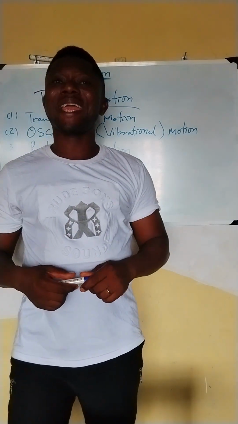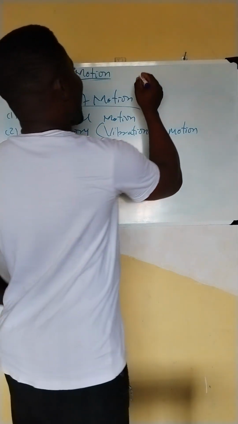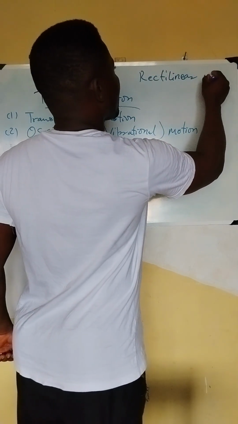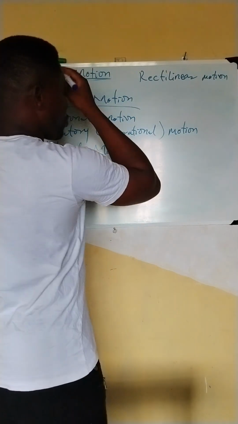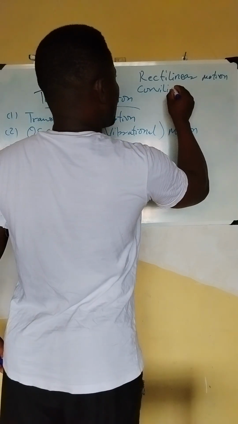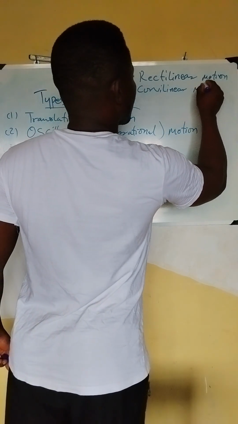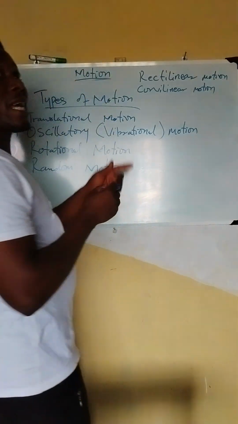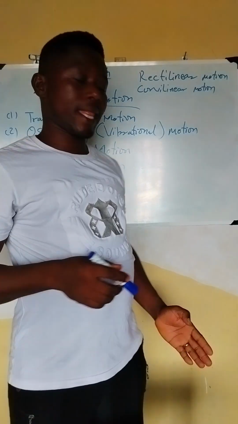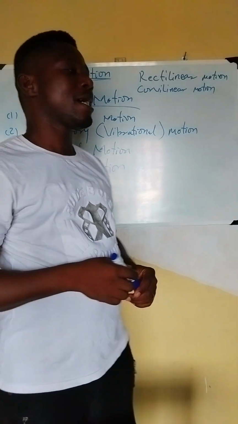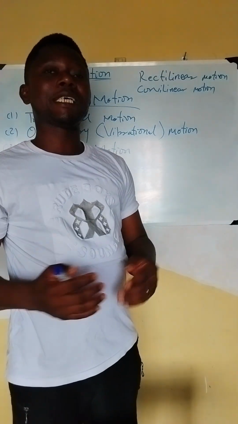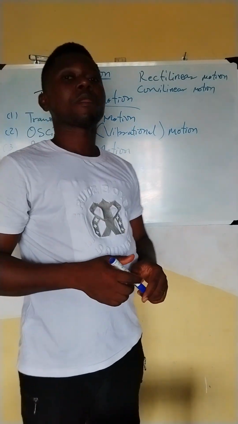And in translational motion, we have two types. We have what is known as rectilinear motion, and we also have curvilinear motion. The rectilinear motion here is when an object moves in a straight path. But when an object moves in a curved path, that object is said to be in a curvilinear motion.